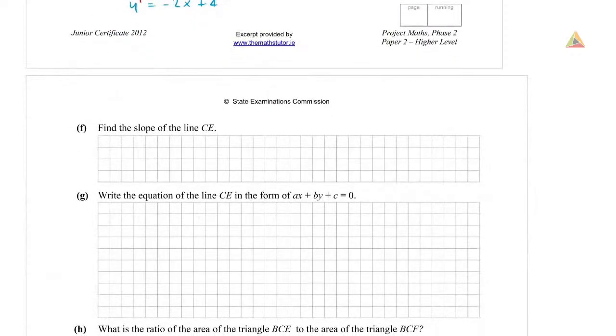Okay, find the slope of the line CE. So the point C is minus 4, minus 4.